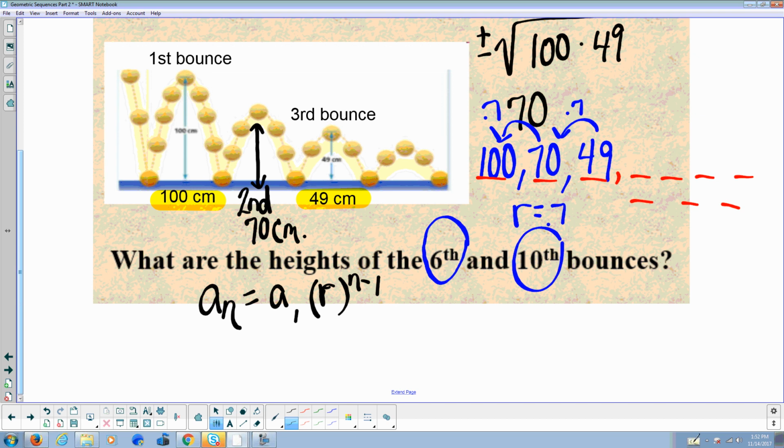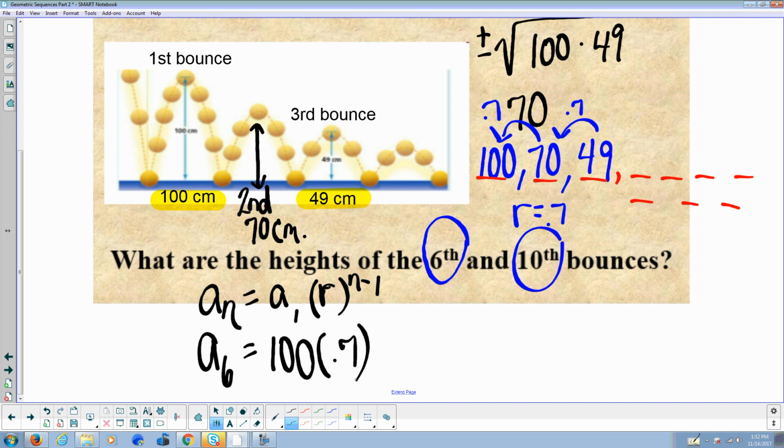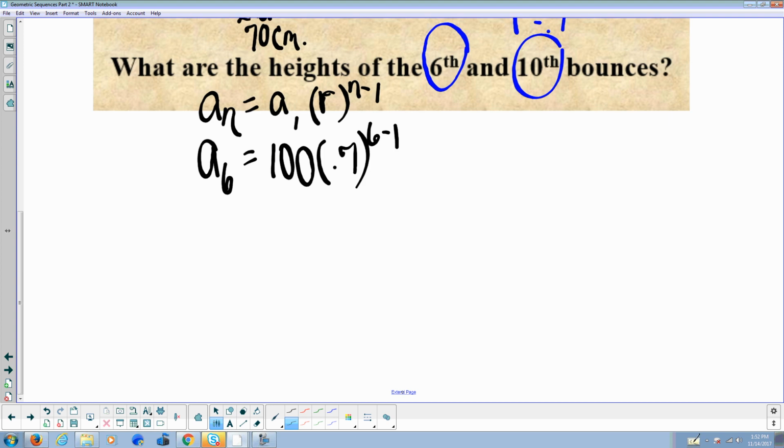So, if I want to know the height of the 6th bounce, I'm looking for A6, where A1, the first bounce height, was 100 centimeters. My common ratio we've determined is 0.7, and I want to know the height of the 6th bounce. I substitute in 6 minus 1 for n, or 6 for n. So putting this into the calculator, 100 times 0.7 raised to the power of 6 minus 1 gives me a 6th bounce of height 16.807 centimeters.